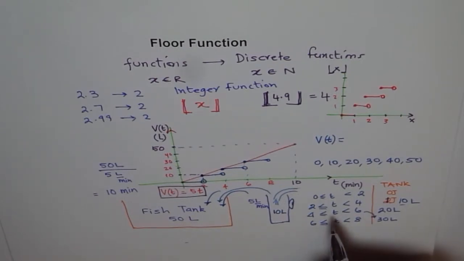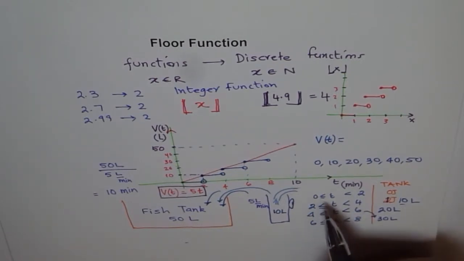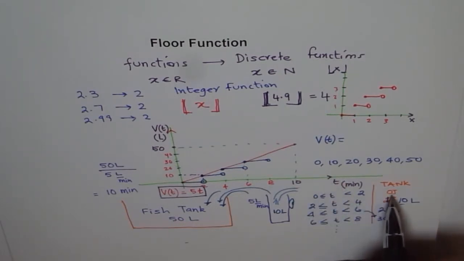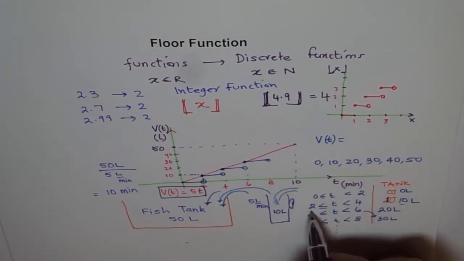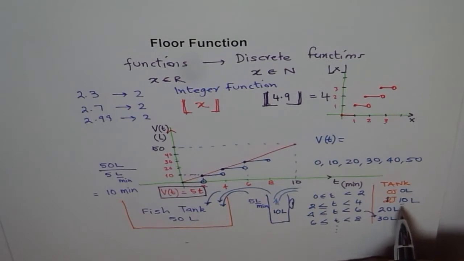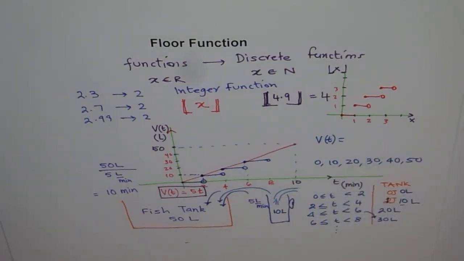Either I can write it as a piecewise function, right? I can make 6 pieces of this and say, well, if the time is between 0 and 2, then it is 0 liters. And if it is between 2, including 2, and 4, it is 10 liters. Well, that becomes huge, right? Imagine if my fish tank has a capacity of 5,000 liters, then what? I'll fill the whole page, right?